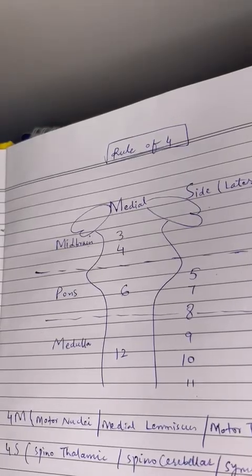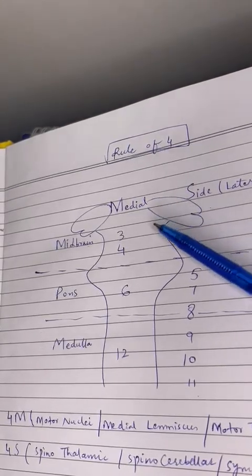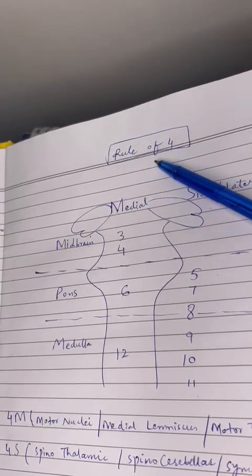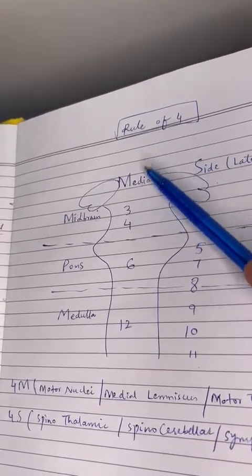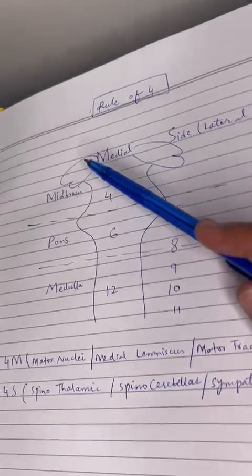Assalamu alaikum. Today we will discuss brainstem stroke syndromes, right? Before starting brainstem stroke syndromes, there is a rule of 4 which you need to understand. So what is the rule of 4 in brainstem stroke syndromes?